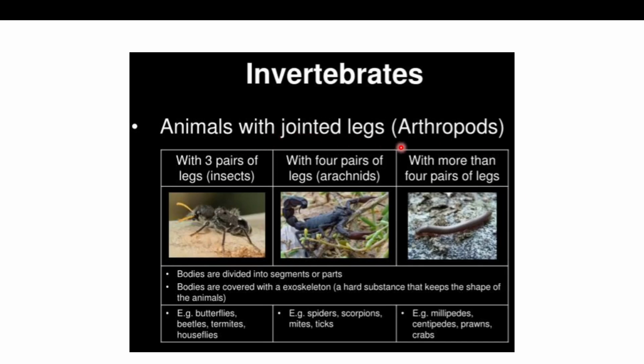Now, if we talk about jointed legs, arthropods, again it can be divided as with three pairs of legs, like insects, with four pairs of legs, arachnids, with more than four pairs of legs, millipedes and centipedes. So bodies are divided into segments or parts. Bodies are covered with an exoskeleton, which is a hard substance that maintains the shape of the animals. For example, butterflies, beetles, termites with three pairs of legs; four pairs of legs, spiders, scorpions, mites, ticks; more than four pairs of legs, millipedes, centipedes, prawns, crabs, etc.